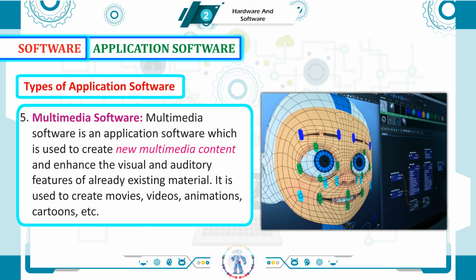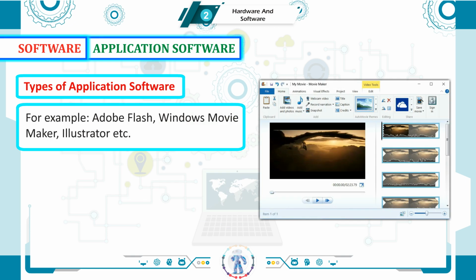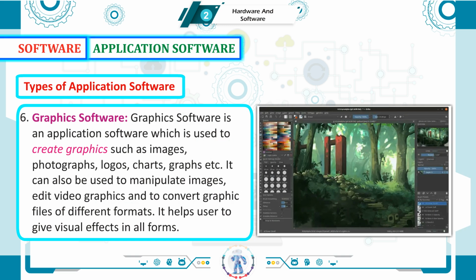5. Multimedia software. Multimedia software is an application software which is used to create new multimedia content and enhance the visual and auditory features of already existing material. It is used to create movies, videos, animations, cartoons, etc. For example, Adobe Flash, Windows Movie Maker, Illustrator, etc.